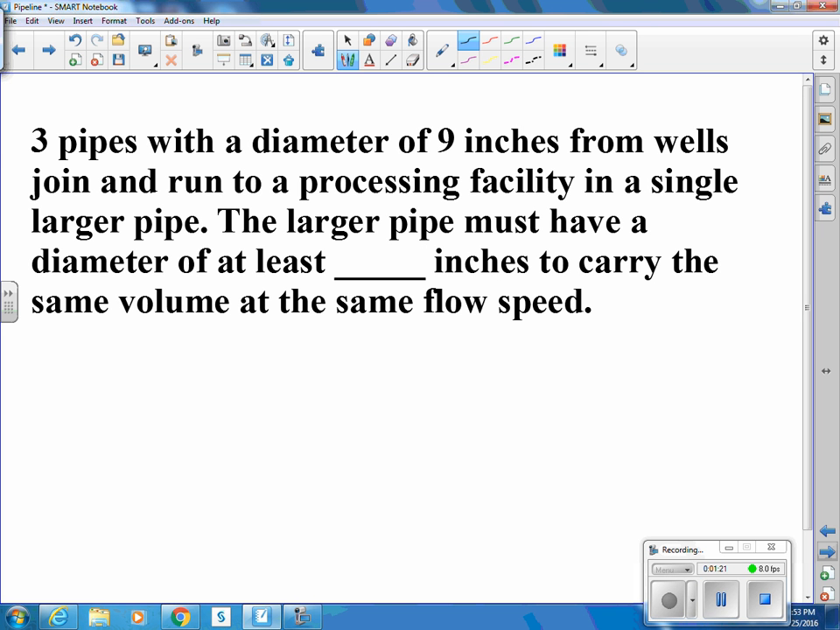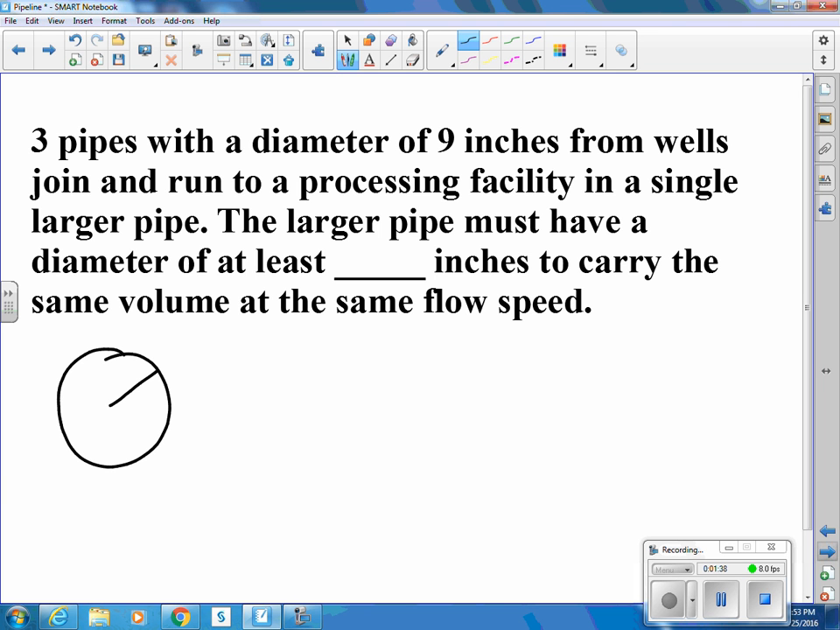Three pipes with a diameter of 9 inches from wells join and run to a processing facility in a single larger pipe. The larger pipe must have a diameter of at least how many inches to carry the same volume at the same flow speed?